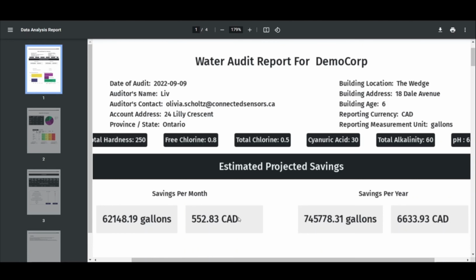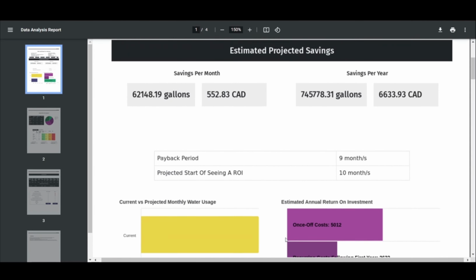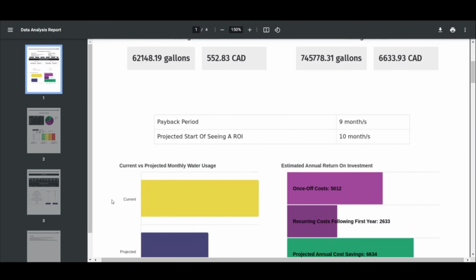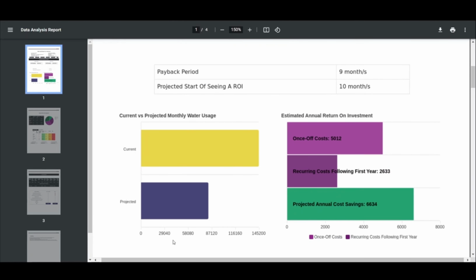Moving on, you're shown your projected monthly and annual savings pertaining to water usage and water costs. You're also given the estimated period for paying back your once-off expenses on upgrades, and by which month you're likely to see a return on this investment. If you take a look at your current versus projected water usage in this graph on the left, it should further back up your estimated savings.